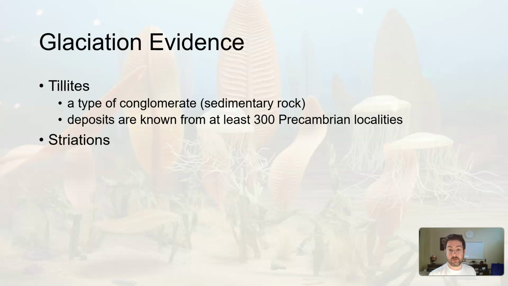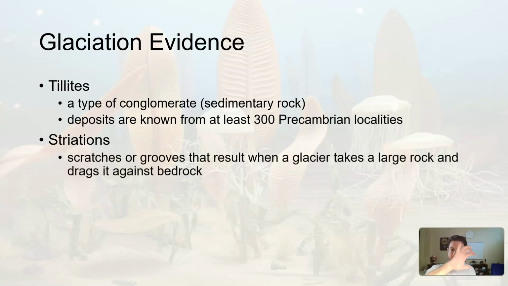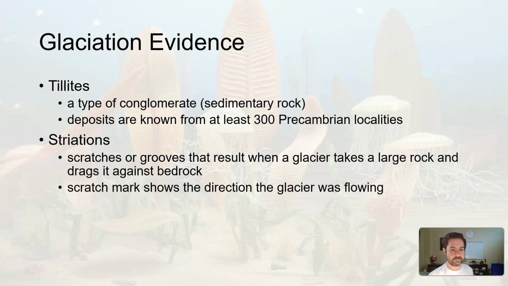Another piece of evidence is striations. Striations are scratches or grooves that result when a large glacier, and glaciers can be miles thick, which is heavy, drags a large rock or even just a lot of ice along the basement bedrock of an area. It will leave these scratches, these grooves, these almost smooth scratches in the rock itself. And the scratch marks are great because they show the direction the glacier was moving. So glaciers move. They all move. That's kind of what they do.